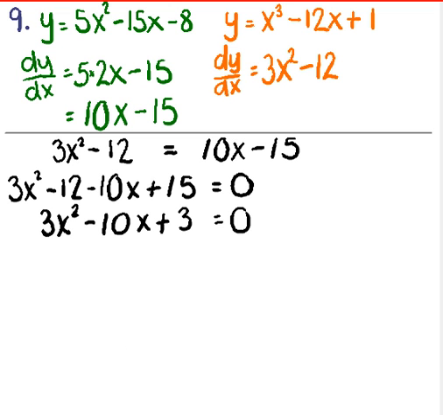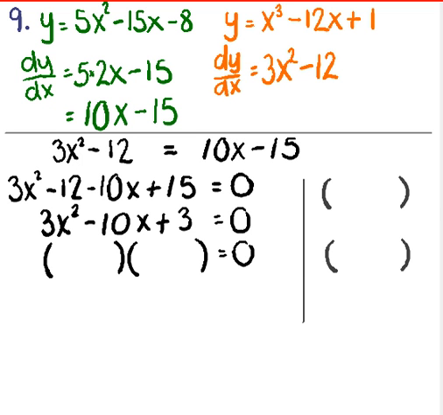So remember, we're looking for the x coordinates when the gradients are equal. So it's a case of solving this equation. Now hopefully you'll see that this is a quadratic equation. So we solve that in the usual manner by putting it into two brackets. So we'll do some working over the side as usual, setting it out as usual.